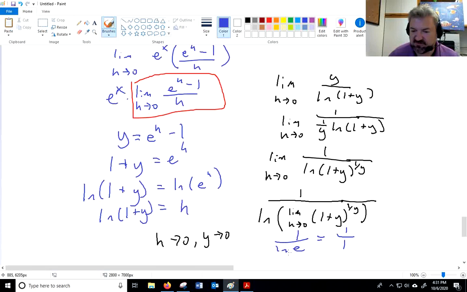The natural log of e is 1 because they are inverses, or, natural log is log base e. It's asking e to what power is e? e to the first is e. And 1 over 1 is 1. That's what we were trying to show, because we know that the derivative is e to the x times that limit. So we know the derivative is e to the x times 1, which is e to the x.